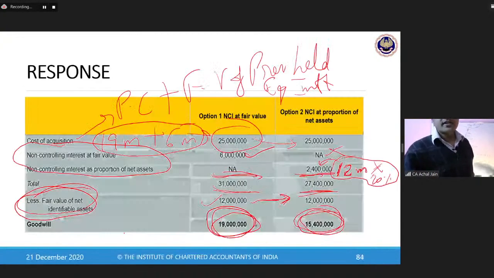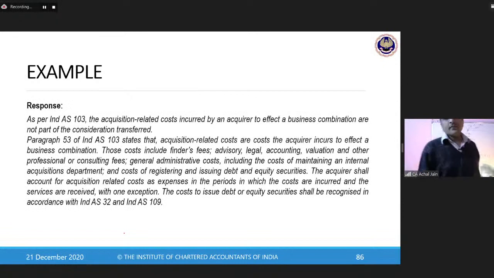Now in this question, we are just trying to understand first of all. So let's understand this requirement. As per Ind AS 103, acquisition-related costs incurred by an acquirer to effect a business combination are not part of consideration transferred. Those are not considered to be part of purchase consideration. I'm talking about acquisition-related costs. Ind AS 103 further states that acquisition-related costs are the costs that the acquirer incurs to effect a business combination. Those costs include, what are those costs?